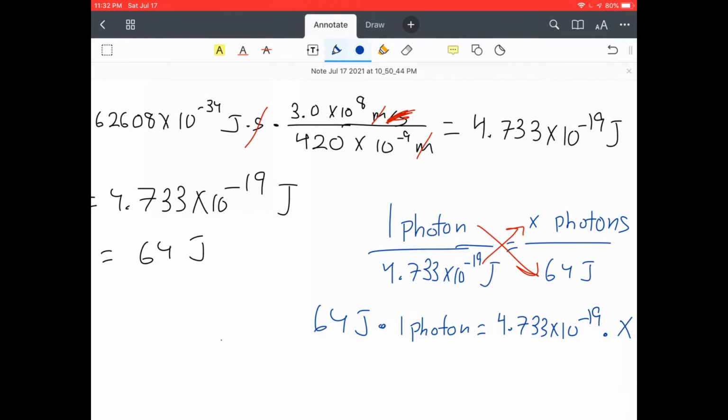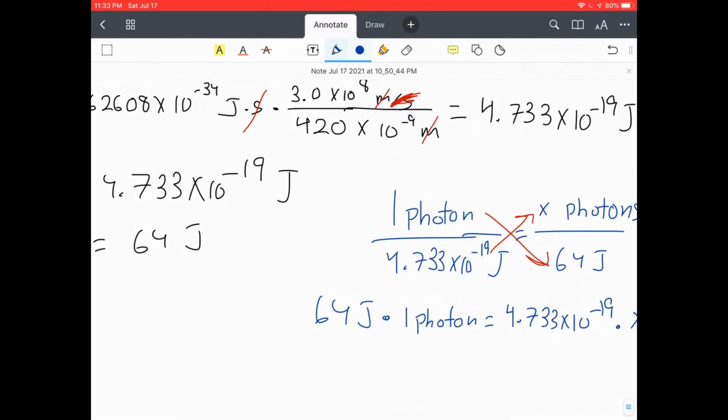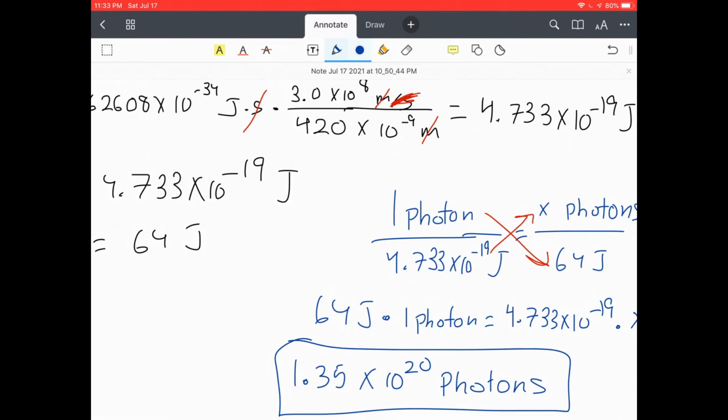So I'm going to solve this by doing 64 times the 1, then I divide that by 4.733 times 10 to the negative 19, and I am left with 1.35 times 10 to the 20 photons is needed to produce 64 joules of energy.